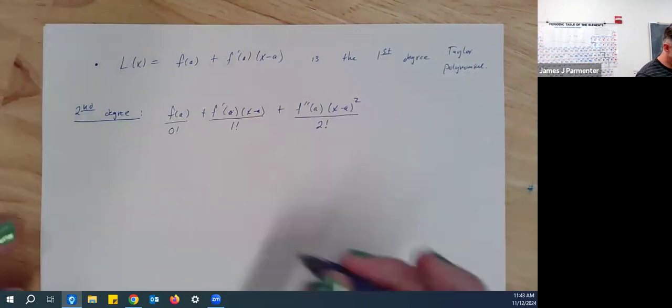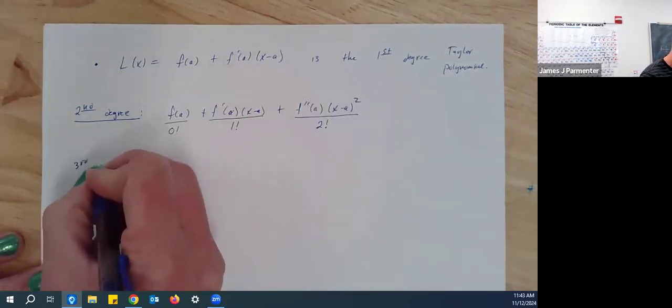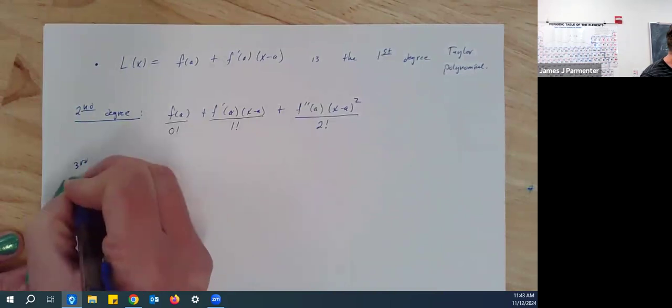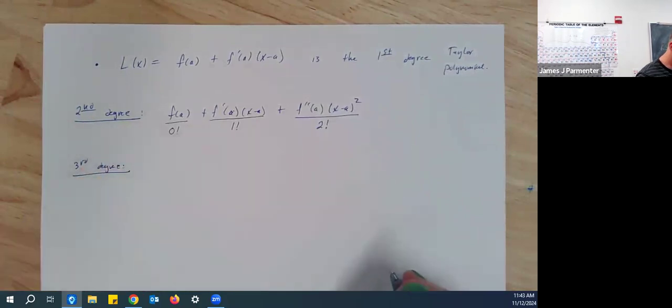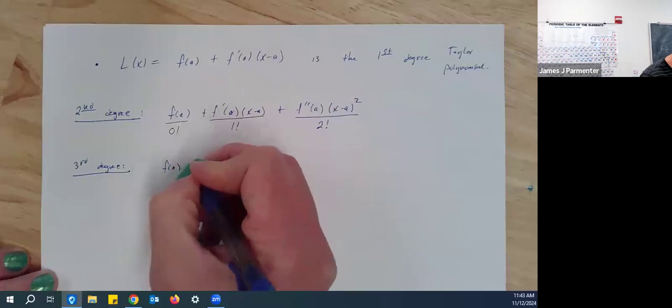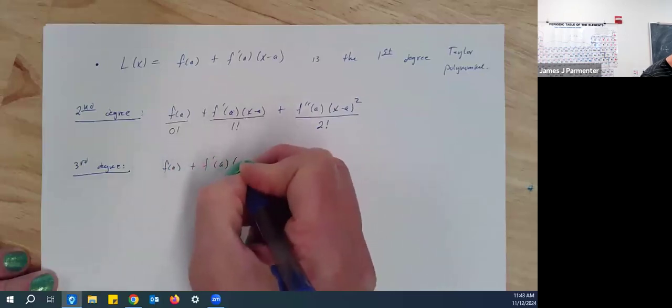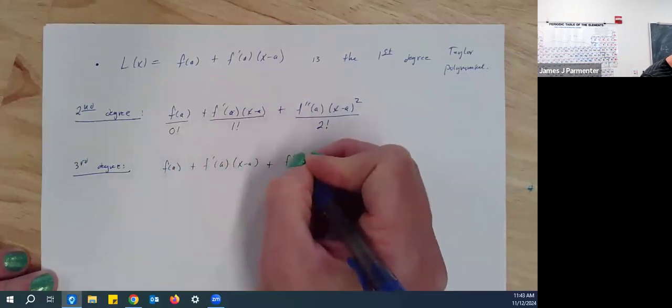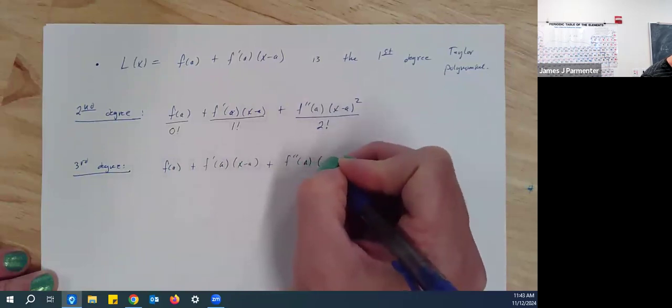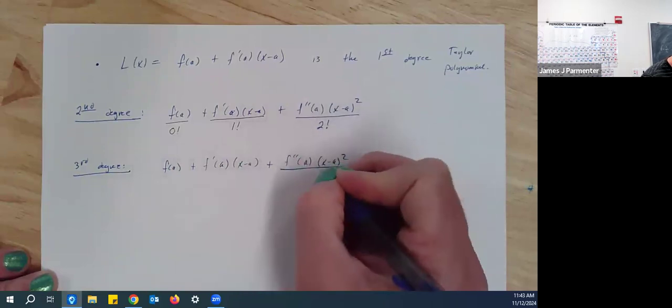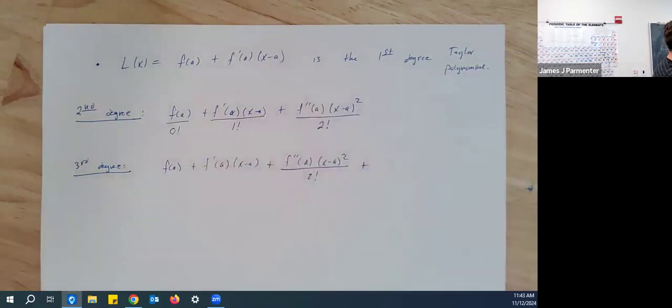So if you wanted the third degree Taylor polynomial, I bet you all can write it down. It's going to be all of this that we just had. And I bet you all could make a pretty good guess about what the next term is going to be. I'll give you 30 seconds to do that.